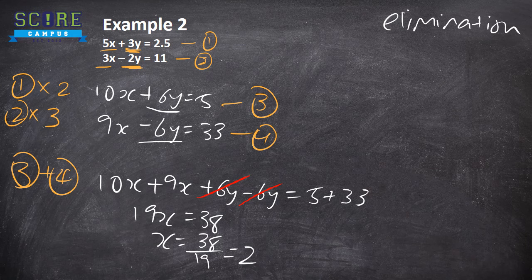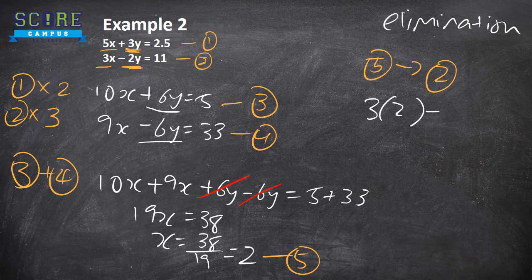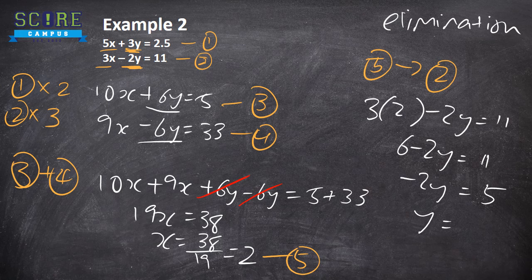This is equation 5. I take 5, I sub into anything. I can sub into 2. You take equation 5, you sub into equation 2, you get 3 times 2 minus 2y equals to 11. Right? 6 minus 2y equals to 11, minus 2y equals to 11 minus 6, which is 5, y equals to minus 5 over 2, which is equals to minus 2.5. This is your answer. This one and this one.